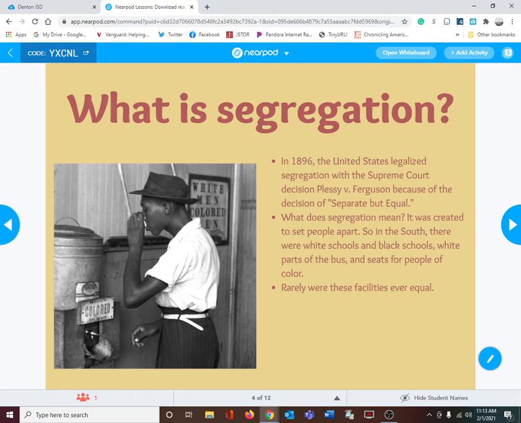People of color is the preferred term, or African Americans, or whatever that person specifically is. But as you can see, we're seeing that there are these separate water coolers. On buses, there'll be separate sections for black people and white people. Movie theaters, courthouses, all sorts of places like this would have these separate facilities.